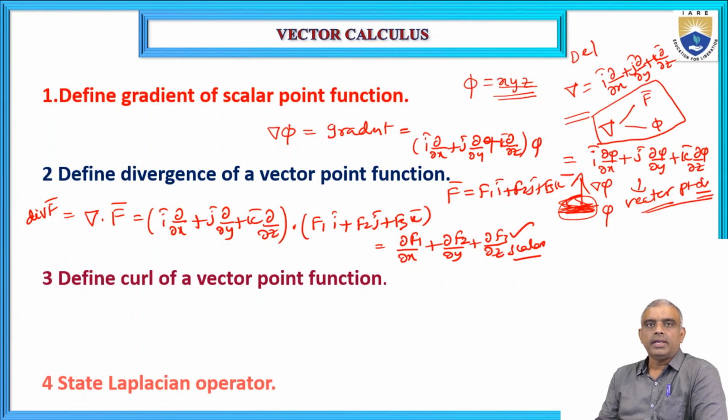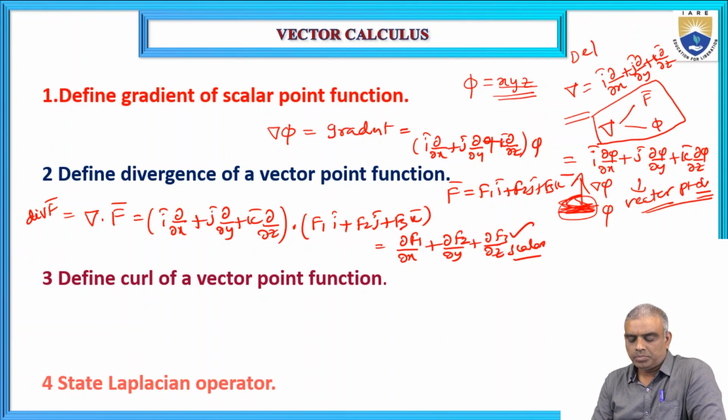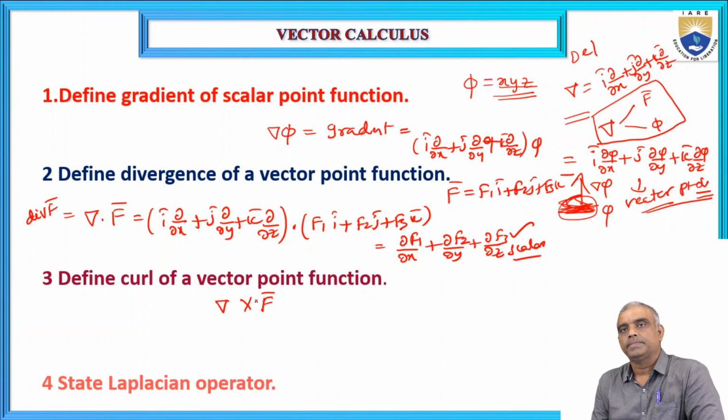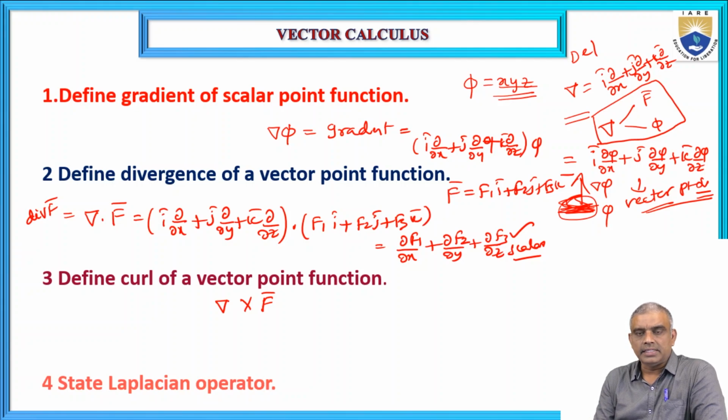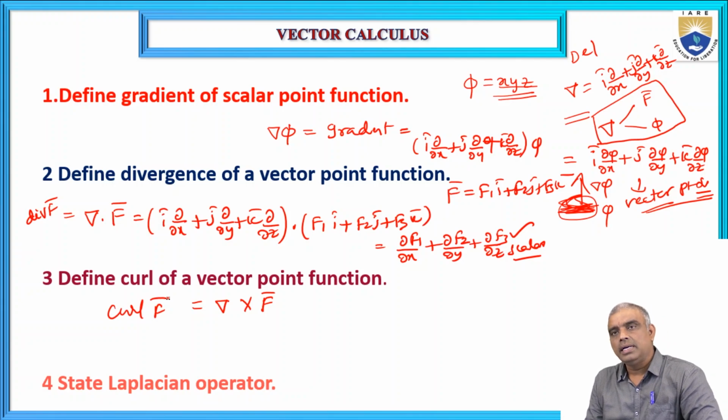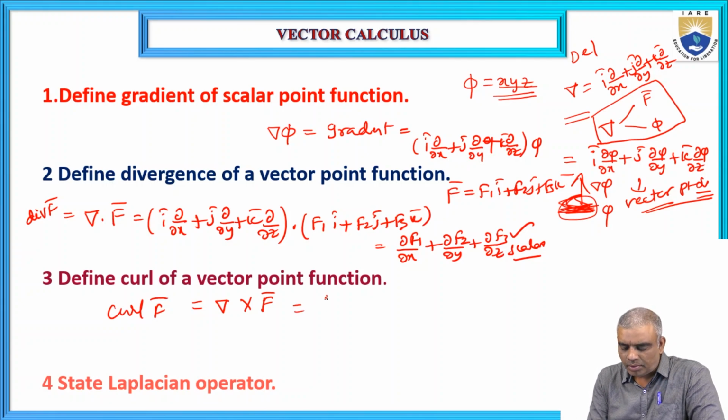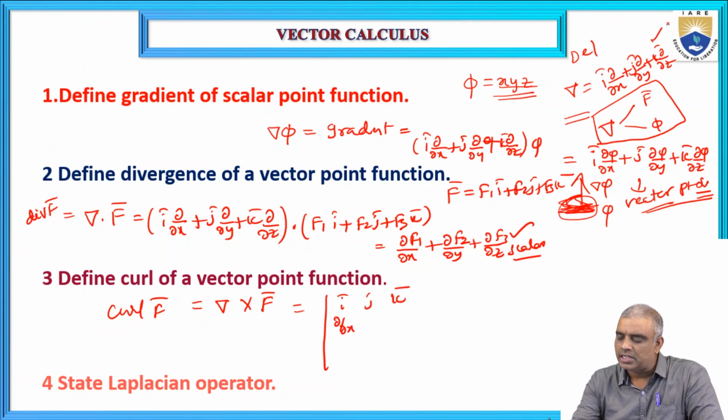Now see the third one: define the curl of a vector point function. The curl means if you apply del on a vector point function as a cross product, then it is defined as curl f bar. Curl f bar is nothing but del cross f bar. So how can we calculate it? i bar, j bar, k bar. Del means it is the differential operator.